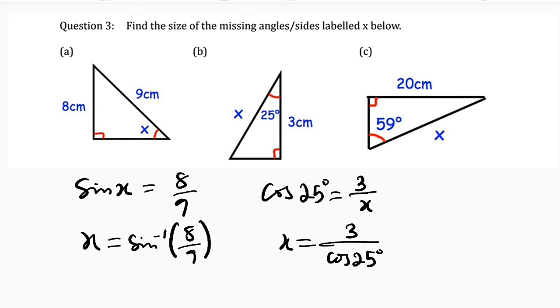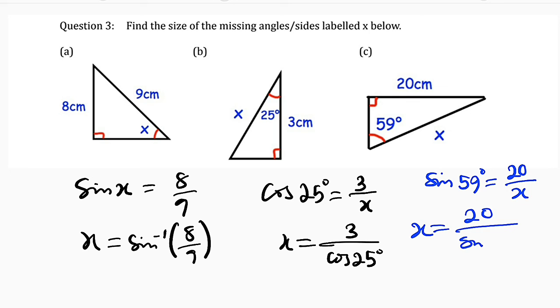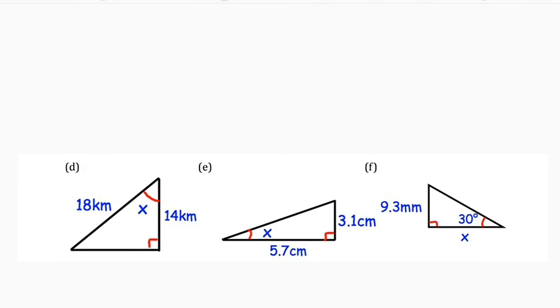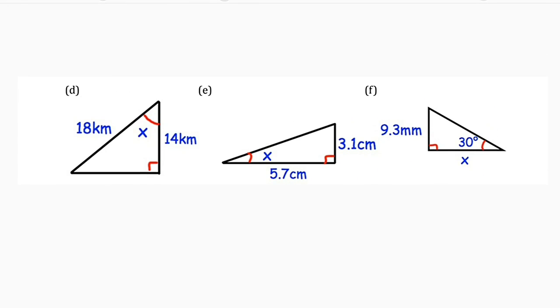No, this is the opposite side. This is the hypotenuse. So use sine. Sine of 59 degrees is equal to opposite divided by hypotenuse. Make x the subject. You have x equal to 20 divided by sine of 59 degrees. And I think, okay, we have other questions here. You can do all of this.